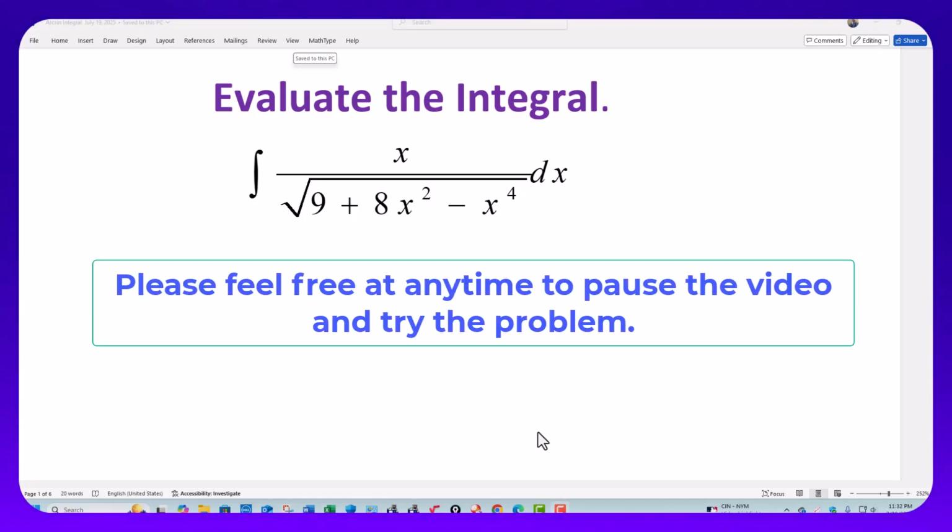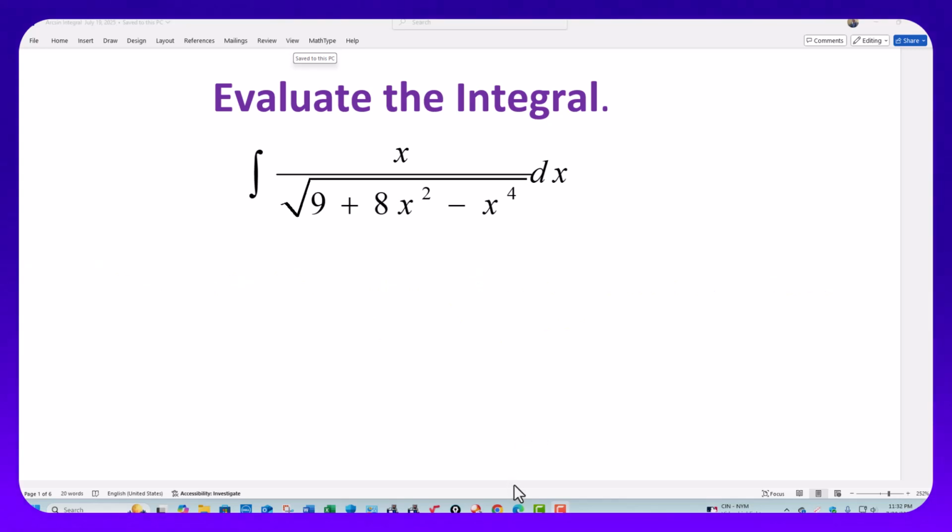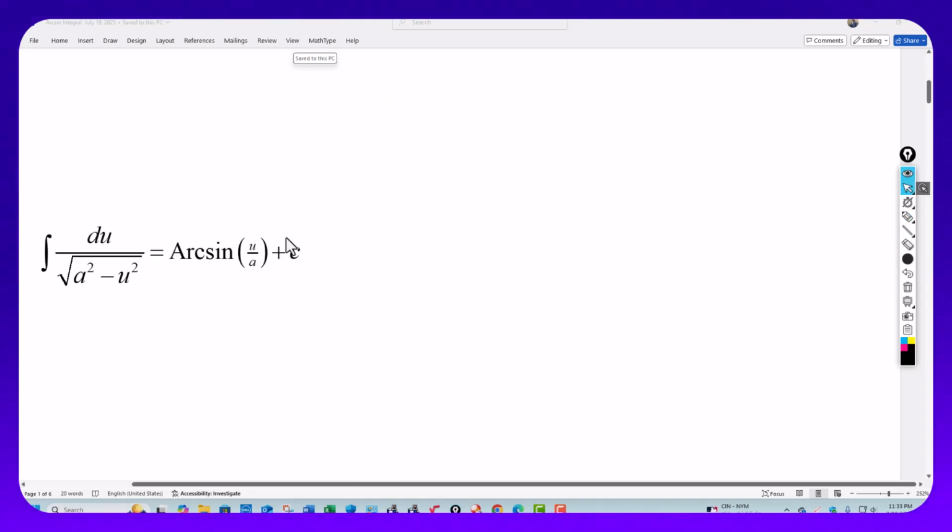In this video, we have the integral of x over the square root of 9 plus 8x squared minus x to the fourth. Now, we did one similar to this in another video, except the expression under the radical, or the radicand, was a second degree trinomial, and we used, I believe, a trig substitution. Now we have a minus x to the fourth here. So can we put this integral in this form?